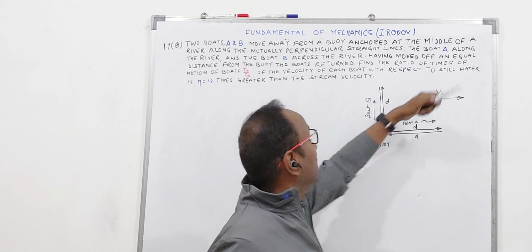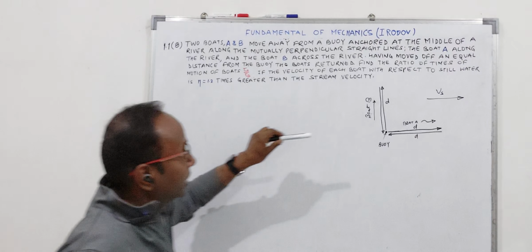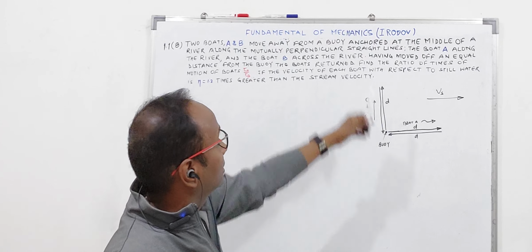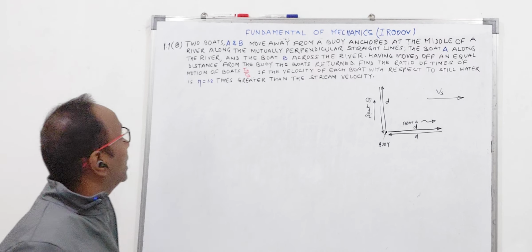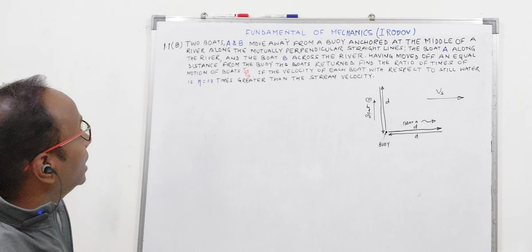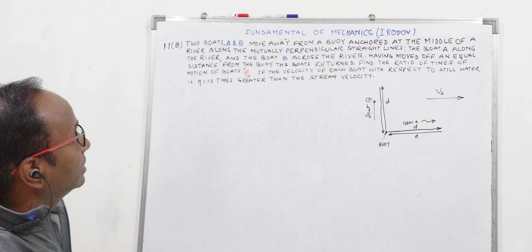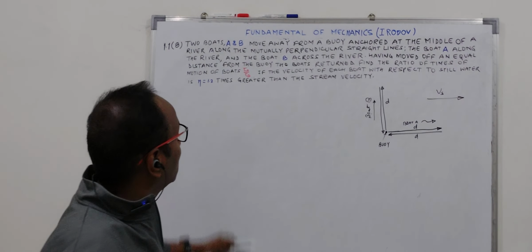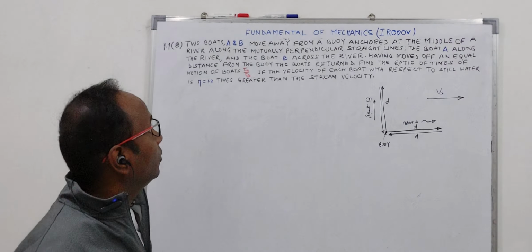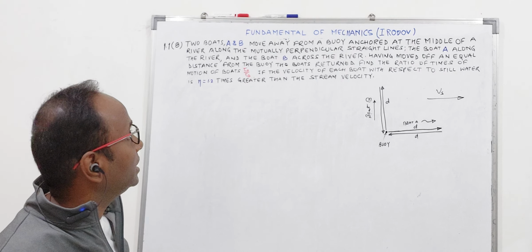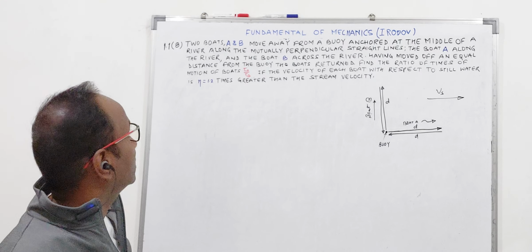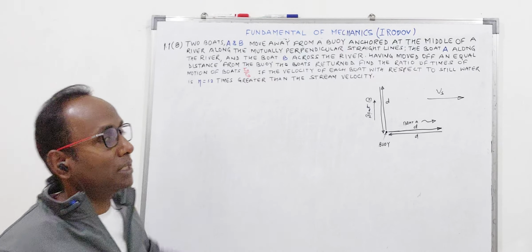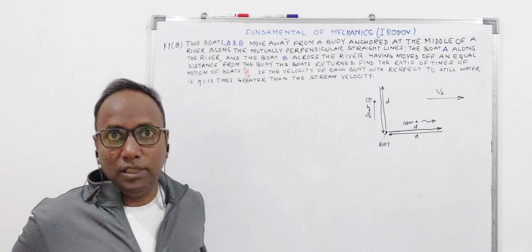The boat A moves along the river and the boat B across the river. Having moved off an equal distance from the buoy, the boats return. Find the ratio of times of motion of the boats, tau A divided by tau B, if the velocity of each boat with respect to still water is n = 1.2 times greater than the stream velocity.